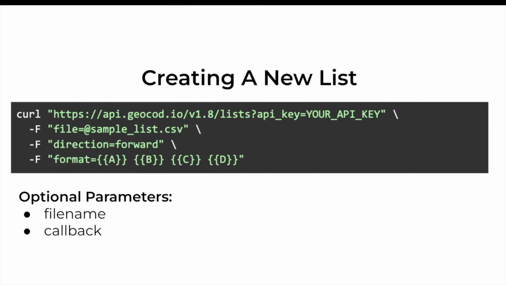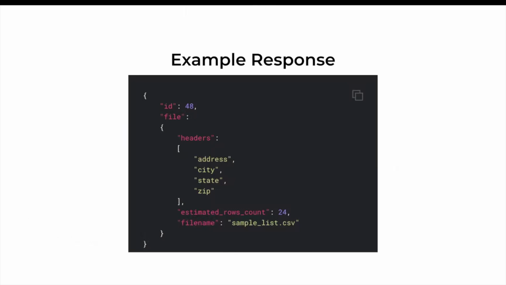You can use these optional parameters to meet your unique requirements, but the first three parameters are mandatory when creating any list. If you run this curl command and it's successful, you'll get back a JSON response with a list ID. Save this, you'll need it. You can also use this response to verify that your headers are accurate and that the number of rows we've received matches the document you uploaded.